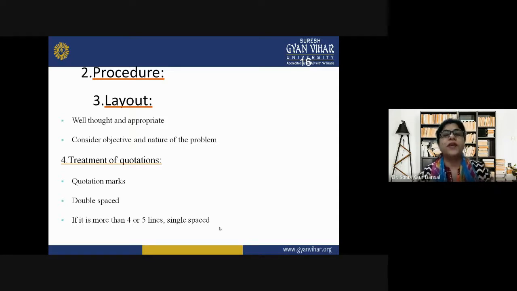Then treatment of quotations must be given. Quotation marks must be given properly. Double space should be there, and if it is more than 4 or 5 lines, single space must be maintained. All right, students. So for treatment of quotation, if it is more than 4 to 5 lines, it must be single spaced, otherwise it must be double spaced. And then quotation marks must be used where you are giving the quotes. And don't forget to give the footnotes. Okay, references must be given in the footnotes.